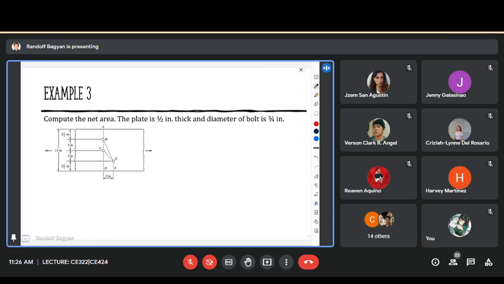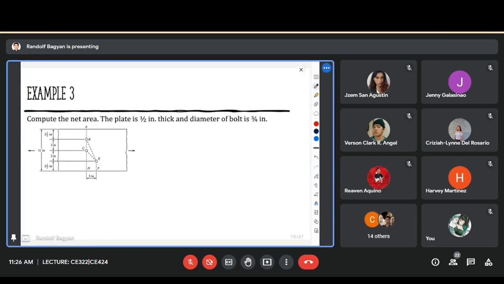Right, let's continue. Okay. We have this example, number 3. We are to compute the net area. The plate is 1/2 inch thick and the diameter of the bolt is 3/4 inch.